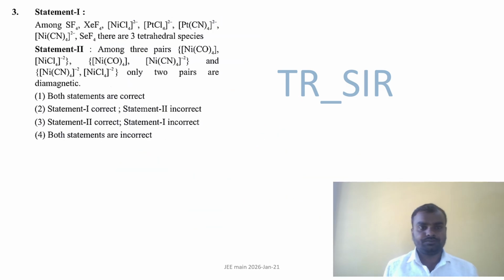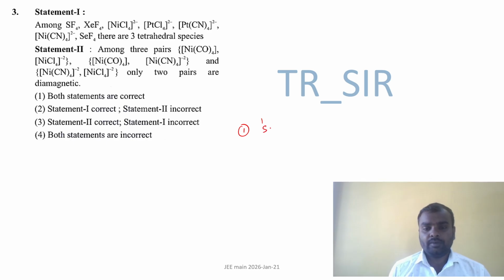Okay, question number three. Again a chemical bonding question. Statement one: among SF4, XeF4, NiCl4, PtCl4, Pt(CN)4, Ni(CN)4, and ScF4, there are three tetrahedral species. Again, it is the same kind of question that we discussed in the first case. Let us take statement one.